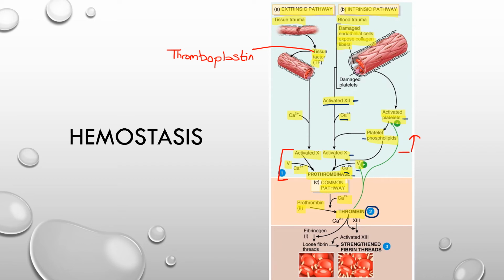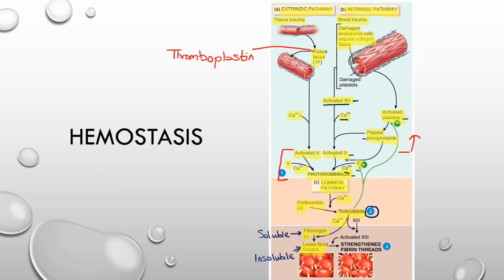Now in the third stage, thrombin in the presence of calcium converts fibrinogen, or clotting factor 1, which is soluble, into loose fibrin threads, which are insoluble. So the loose fibrin threads are insoluble, even though fibrinogen is soluble. Thrombin in the presence of calcium is going to convert fibrinogen into loose fibrin threads.